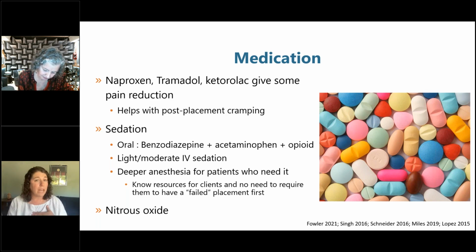Similarly, sometimes folks have their own prescriptions for anxiety medications, and it is totally reasonable, if you're talking to someone ahead of time and you've already consented them, to advise them that if you have medication that you take for anxiety, it is okay to take that before the procedure, because that's also a common occurrence that can come up. And then the last one on here is nitrous.